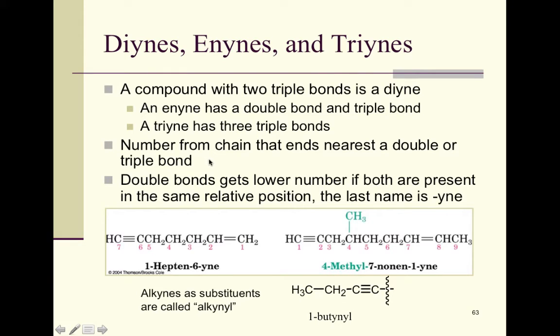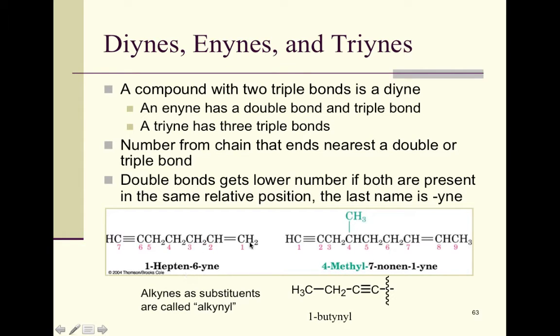You number the chain that ends near the double or triple bond. Now, if there's a tie, the double bond gets the lower number if they're both present in the same relative position. But the last name is the triple bond YNE. So this is a little bit unusual. Normally, whatever gives the compound the last name gets priority and gives the compound the numbering system. This is an exception to that rule. What they decided is the double bond gets the lower number, but the last name becomes the triple bond. Let's take a look at this one here.